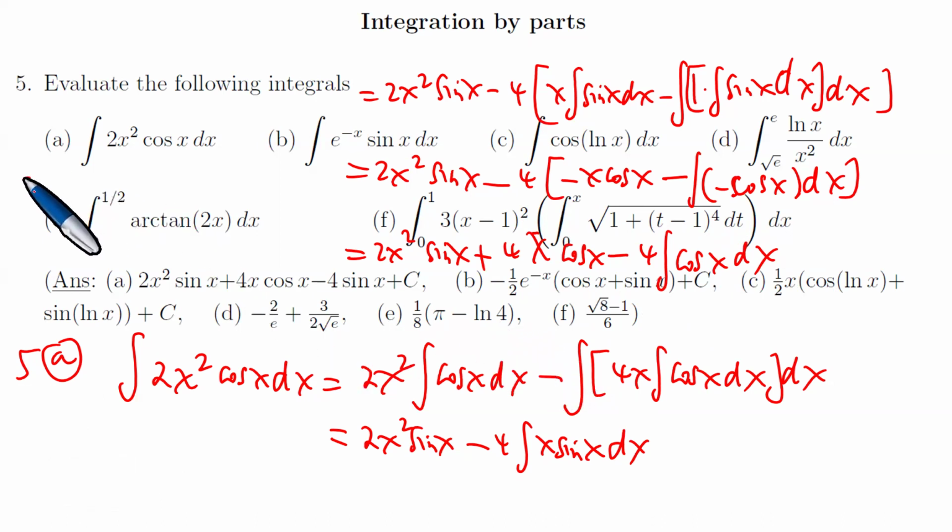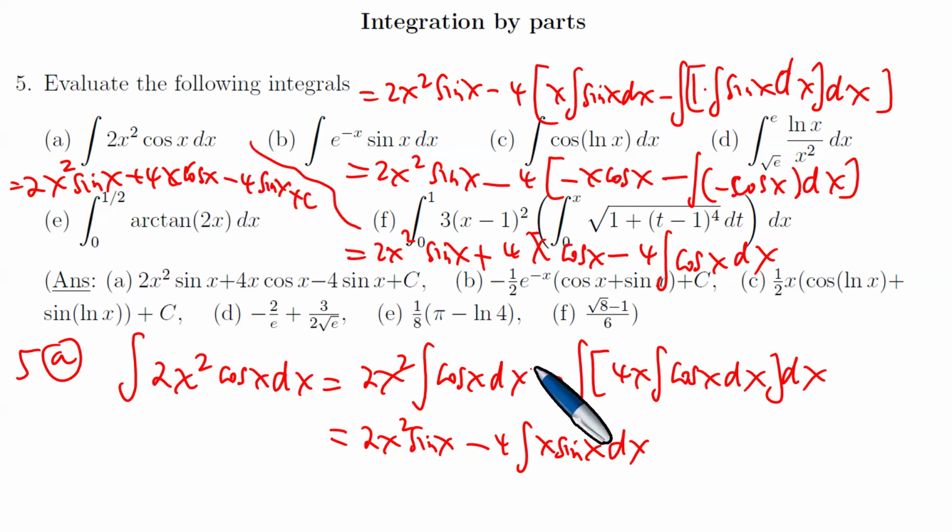You can write the final answer here, which is exactly equal to 2x squared sine x plus 4x cosine x. Then the integral of the cosine is sine x, so it's minus 4 sine x plus c. Which is exactly this: 2x squared sine x plus 4x cosine x minus 4 sine x plus c. I've just done this one using the general rule of integration.